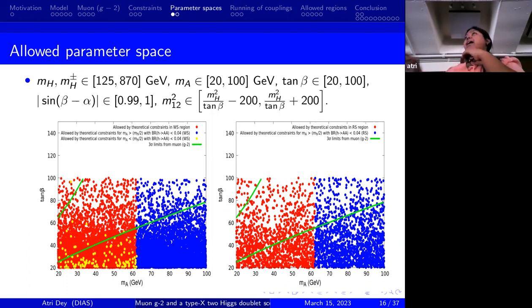Whatever we have, we can see that the density of points at low tan beta region is very large, and at large tan beta region it's very small. So this indicates that this region is very fine-tuned. To have a yellow dot with tan beta greater than 60, our other parameters should be very much fine-tuned.